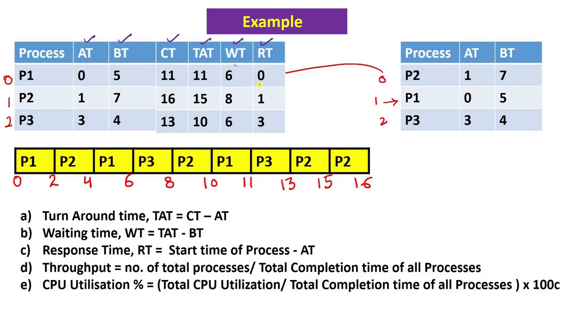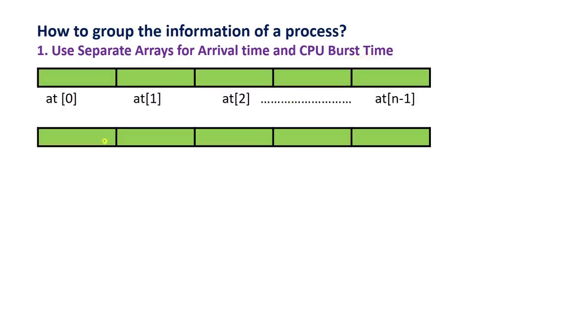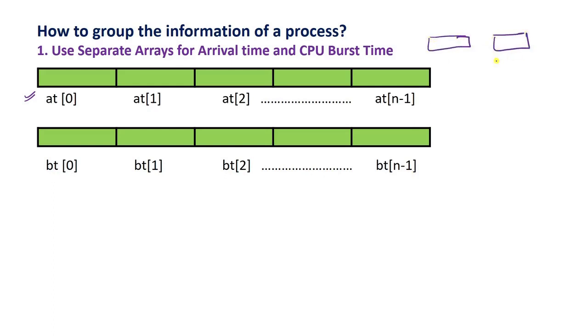So what will we be using inside our coding? There are actually two ways in which we can group the information of a process. One is we can use separate arrays for the arrival time and the CPU burst time, as we have discussed in the previous videos also. So we can take an arrival time array. This array will store the arrival time of each of the processes. For process 0, the arrival time will be stored here, for process 1, the arrival time will be stored here, and so on. The same thing we can do to store the burst time also. This array stores the CPU burst time of each process. The same way we can take the completion time array, the turnaround time array, and so on. So we can take as many arrays as we need.